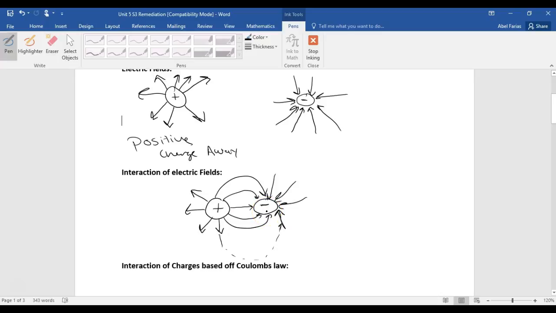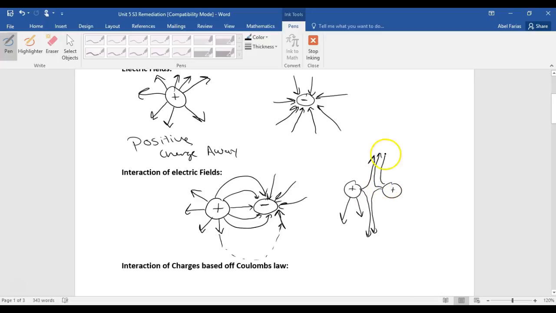Now, let's say what if we have a negative and negative or positive and positive. So if we have two positive charges next to each other, now positive point charges will have field lines that point away. So if we have these field lines that are pointing away from the actual charge, what occurs when these two come close together is that they repel off one another. Right? They do not want to go into one another. So you'll have these two lines that are pushing off of each other.